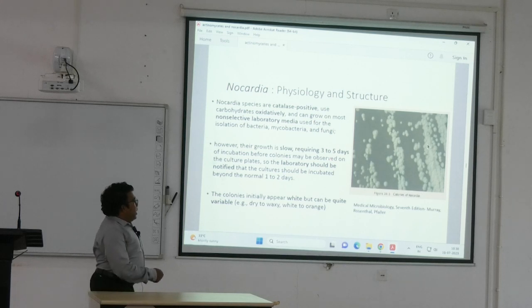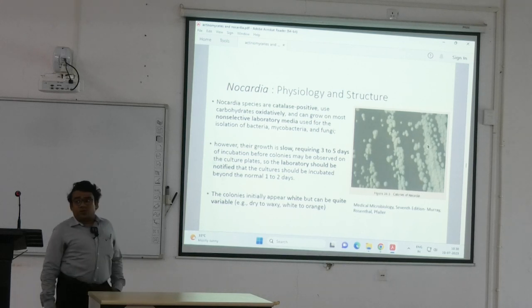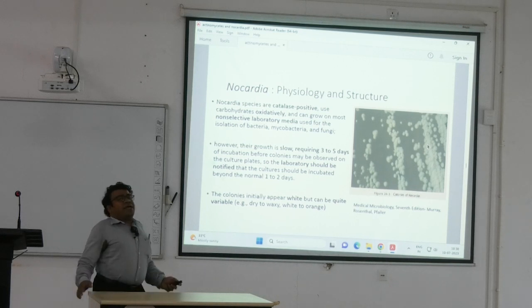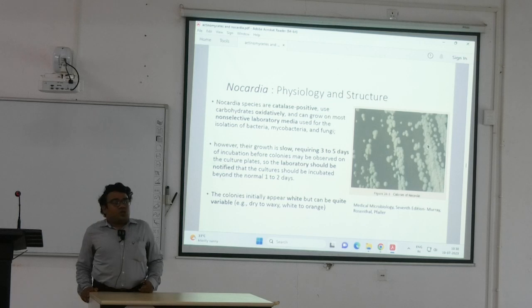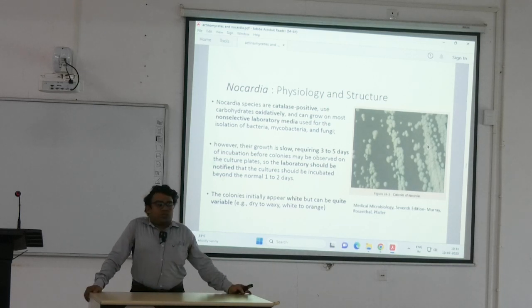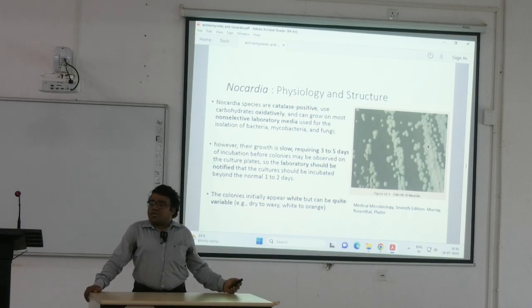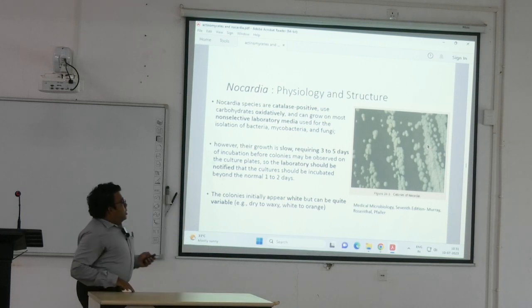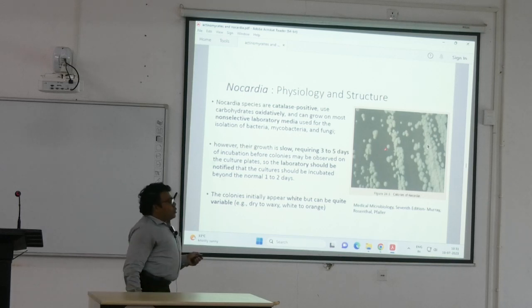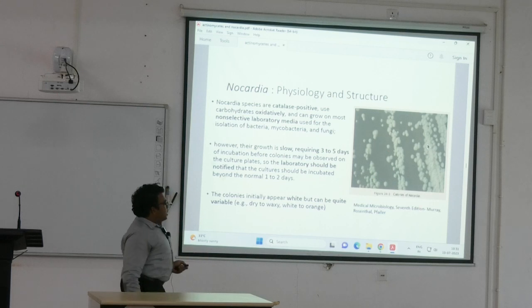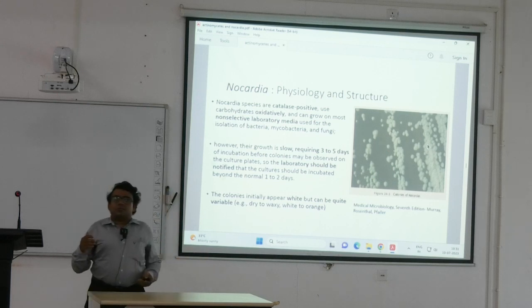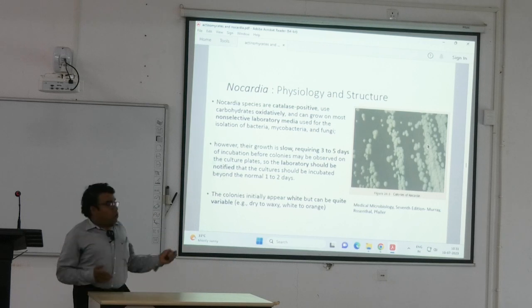Now they are catalase positive and they grow very slowly, requiring about 3 to 5 days of incubation. Whenever I say a bacteria which grows slowly, that means you have to inform the laboratory before you send the sample. Generally, if the causative organism is a bacteria, they grow within about 48 hours. But this organism takes about 3 to 5 days. Now this is the picture. You can see small white, circular, dry colonies, and over time this white color fades and may become waxy to yellow.